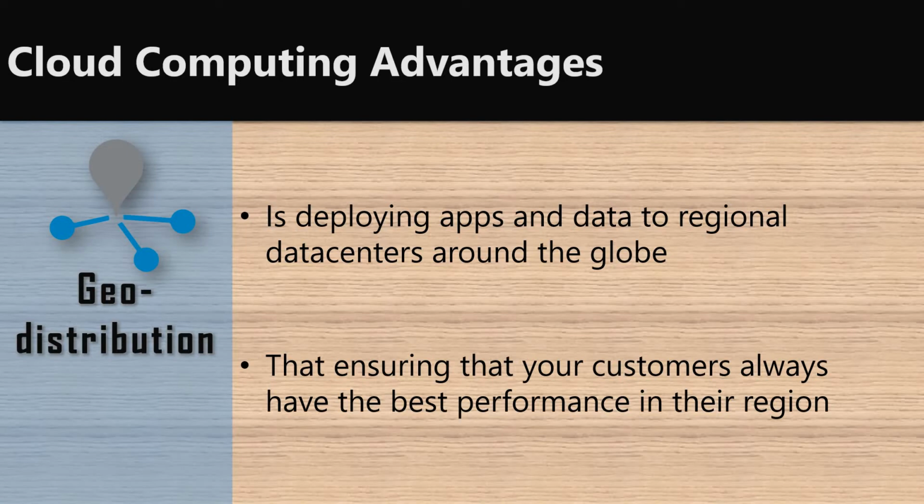For example, if you have some people in Europe, you deploy your application in Europe. If you have people in Russia, deploy in Russia. If you have people in Asia or Japan, you deploy there. In America and Africa, you choose where to deploy your application, depending on the nationality of your customers. So that's also an advantage of cloud computing, geo-distribution.